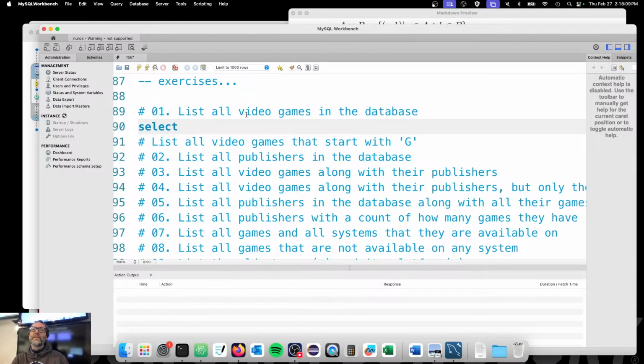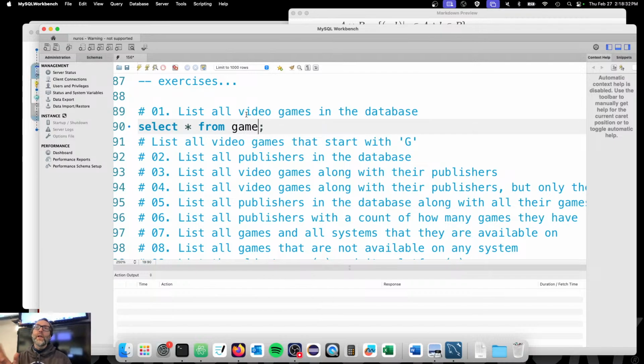Select what? If you don't care, I want everything. Star, from, game. Was it game or games? I forget. Game, why? It's the game table, not the games table. The contents of the table are the games. The table itself is the game table.